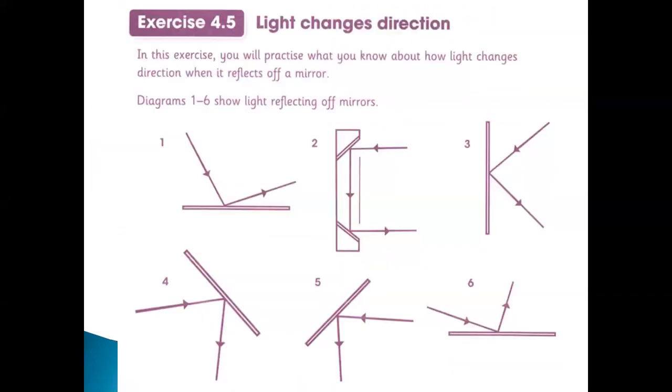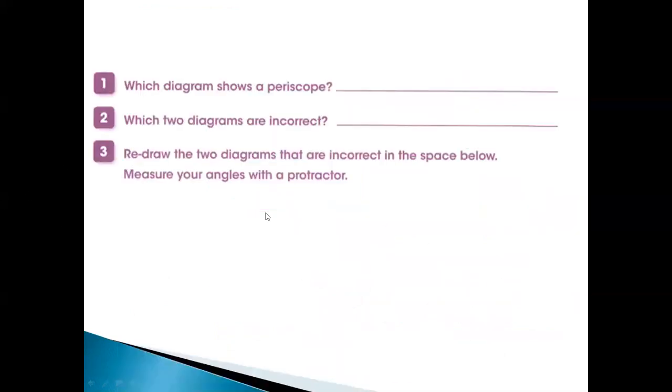Okay, next is 4.5 from the activity book. Diagrams 1 to 6 show light reflection of a mirror. You can see this is wrong. It's not good. The others are good. Numbers 3, 4, 5, good. Numbers 1 and 6 are wrong. The direction is not proper. The angles are not the same. So let's start the question.